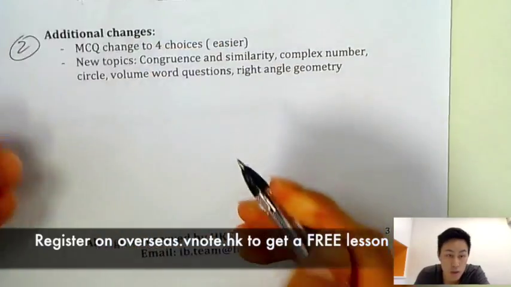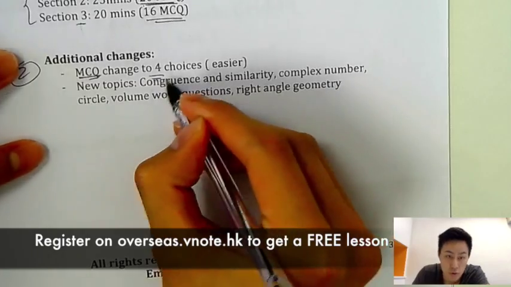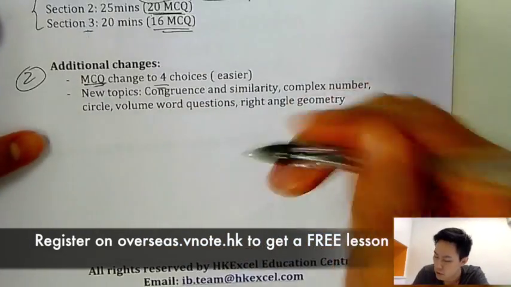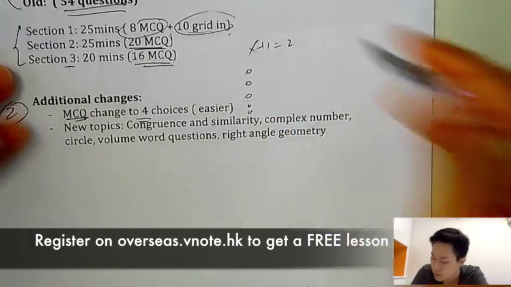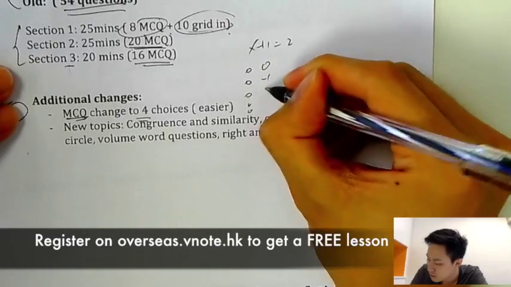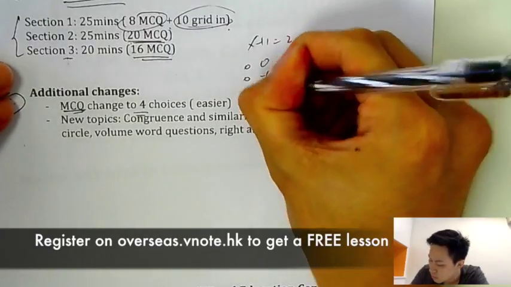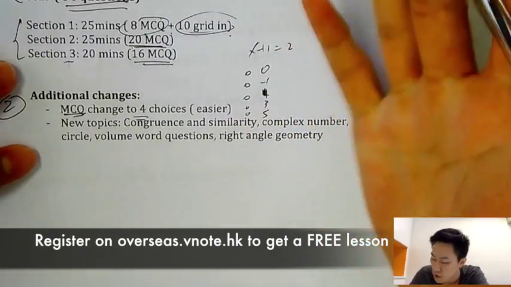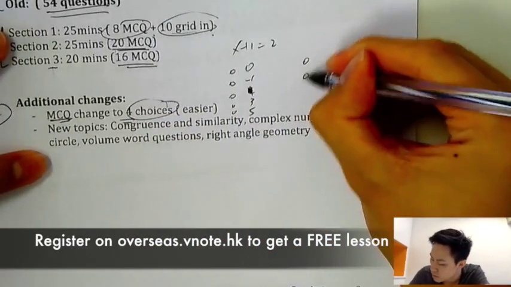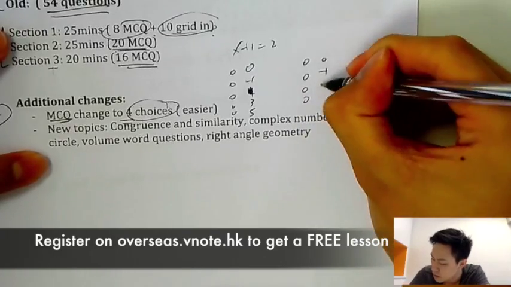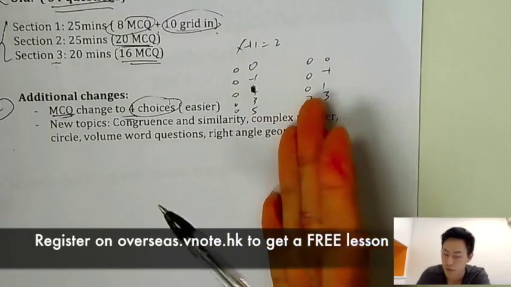The second thing you need to know is the additional change for math. For the MCQ, it actually changed to 4 choices. In the old one, you had 5 choices. Let's say x plus 1 equals 2, then you have 5 answers: 0, minus 1, 2, 3, and 5. You have to choose the answer among the 5 choices. But right now, you only have 4 choices for the new one: A, B, C, D, 0, minus 1, 1, and 3. Obviously, if you don't know how to do the question, you can guess it, so it will be easier.